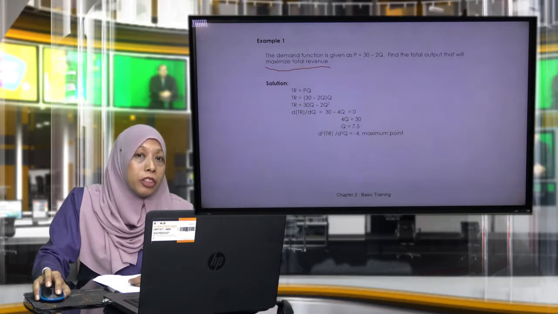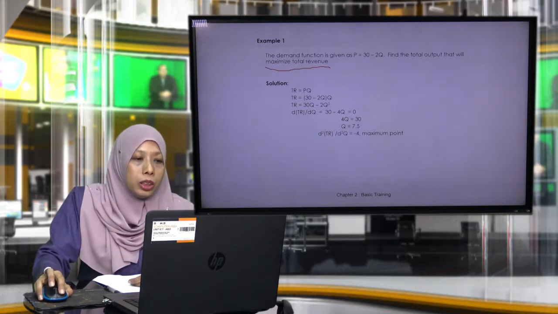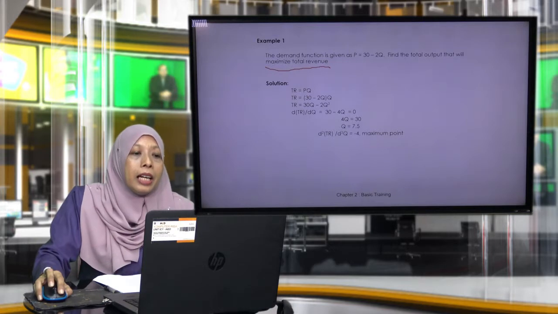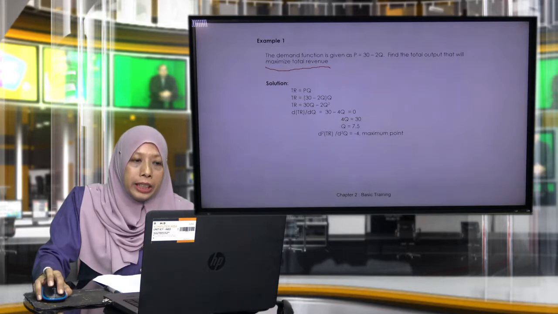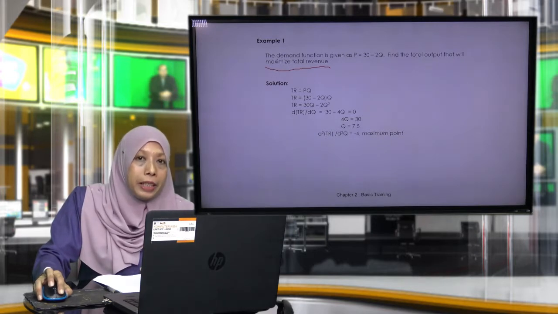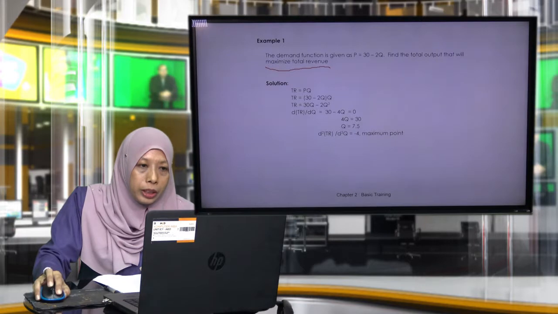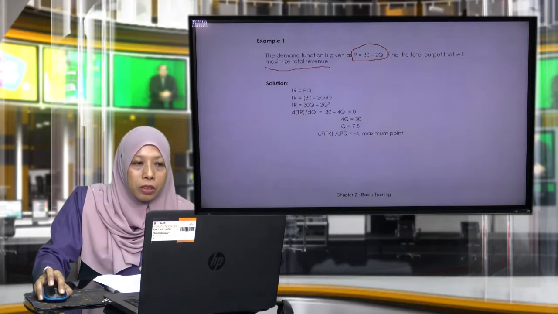Because there's no total revenue function given. Now total revenue is simply P times Q. Price multiplied by quantity will give you total revenue, which is your sales value. But if you want to find the total revenue function, you need to have a P function. So what you need to do here is take this P function and plug it into your total revenue function here.